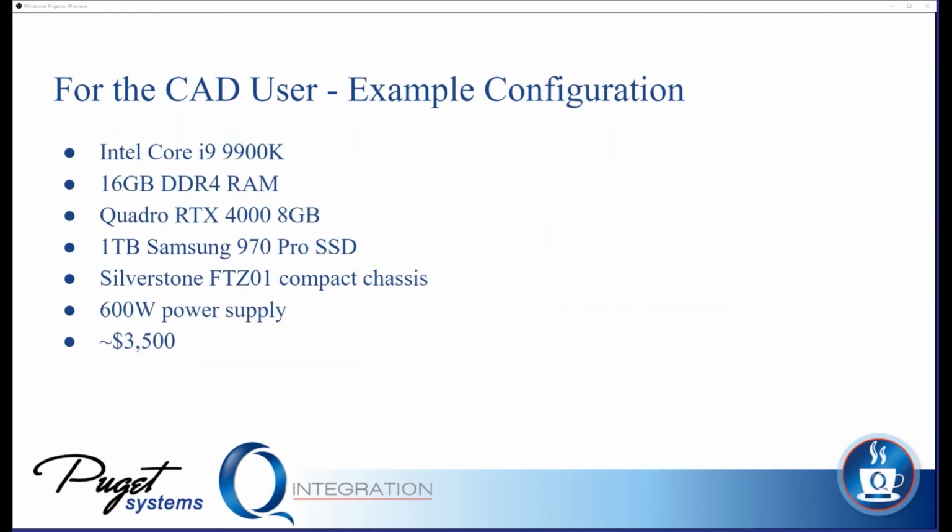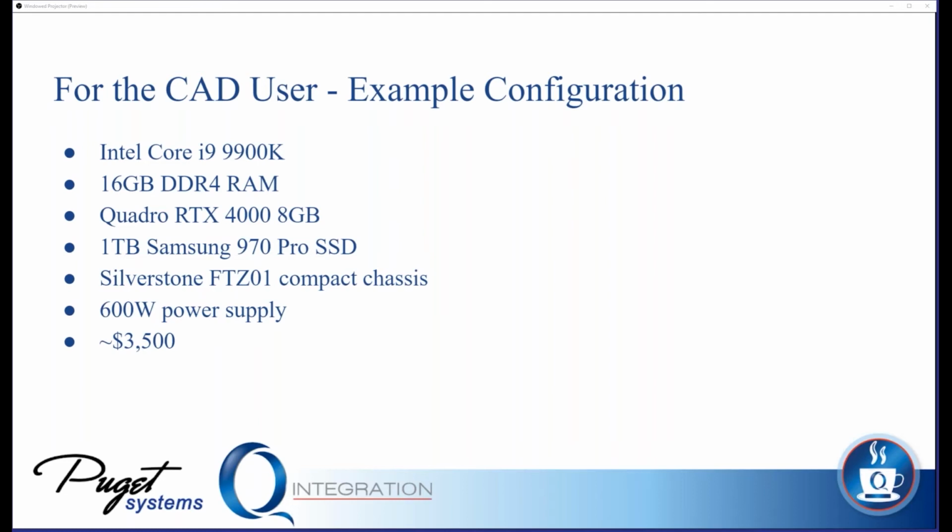And just to give an example, a summary of what all that would look like in a system: one of the most common configurations we're selling these days for SolidWorks is an Intel Core i9 9900K. I mentioned the 10900K, but those literally just came out a week or so ago, so there's not a lot of people using those yet. 16 gigs of RAM, again, a solid amount.